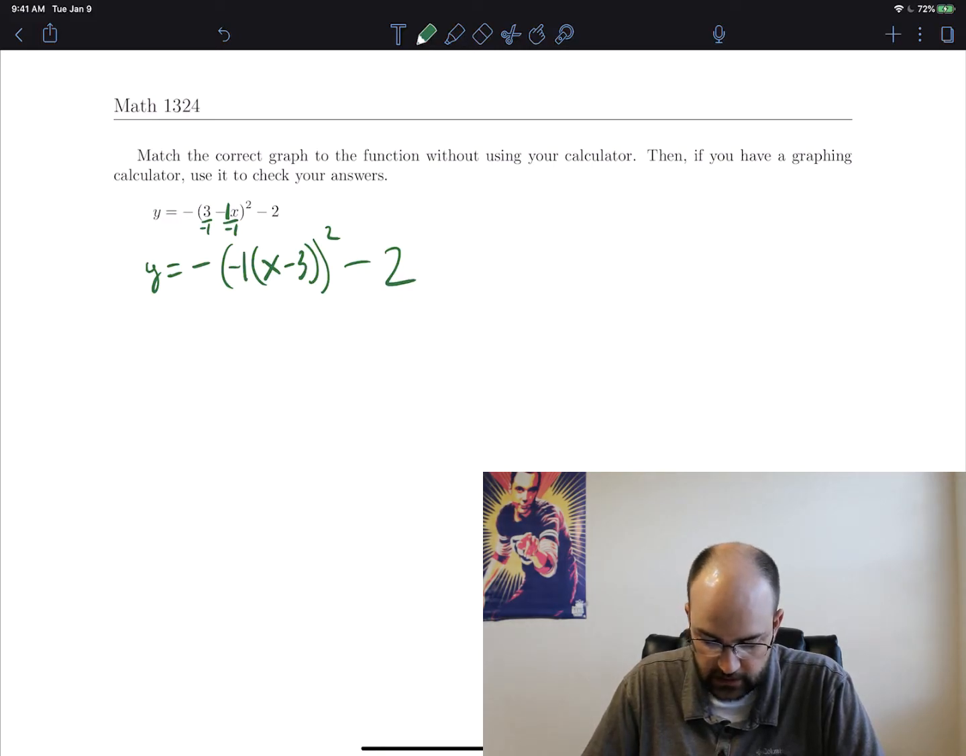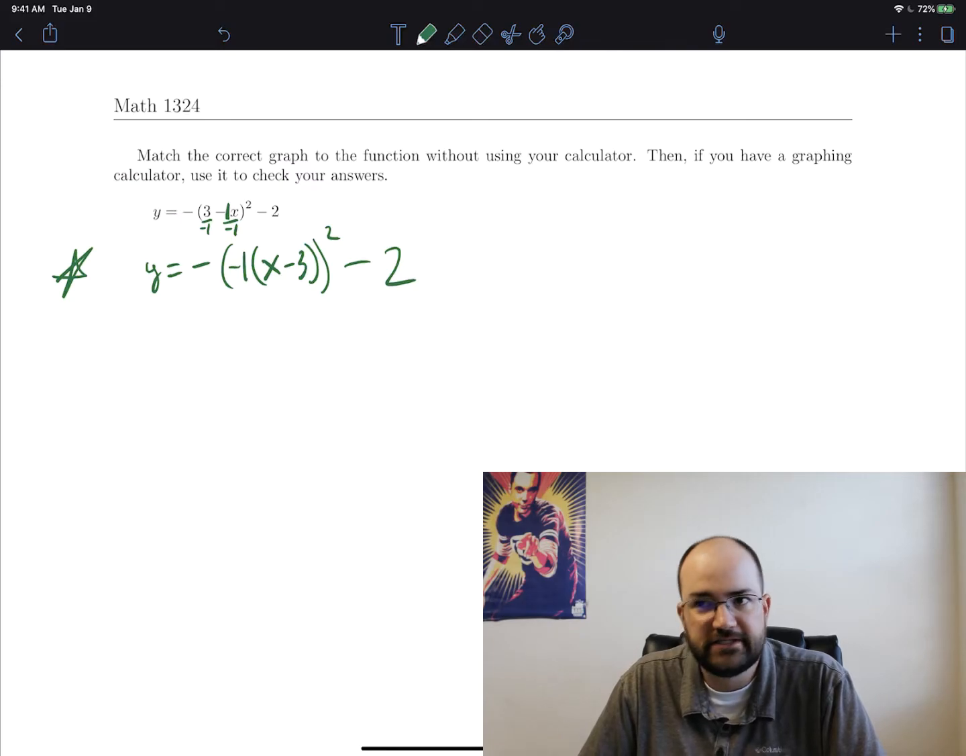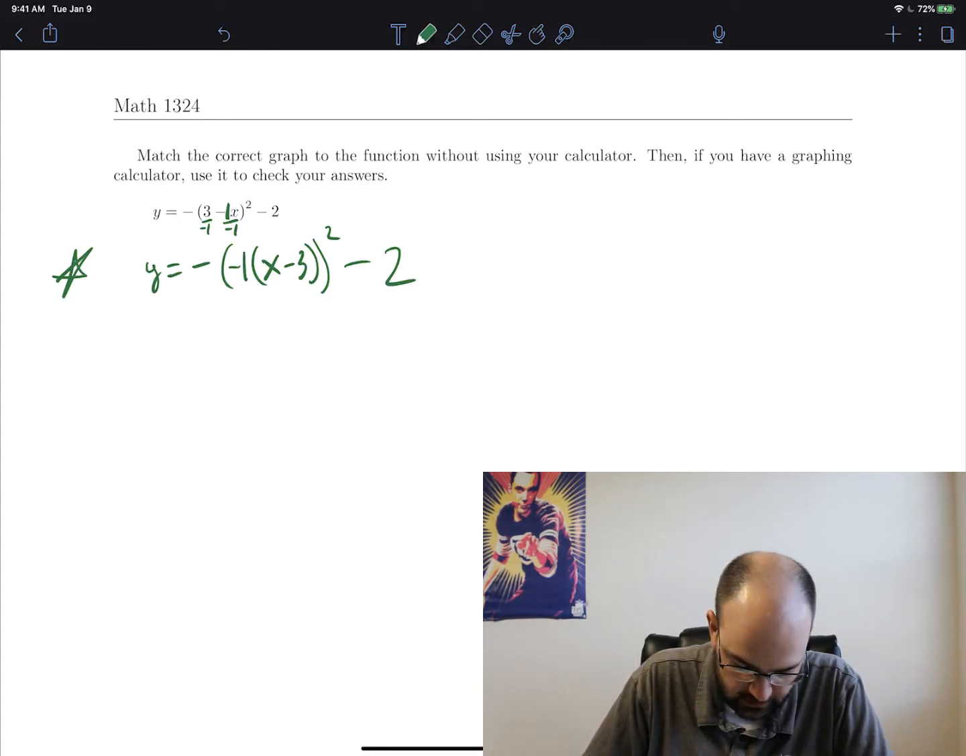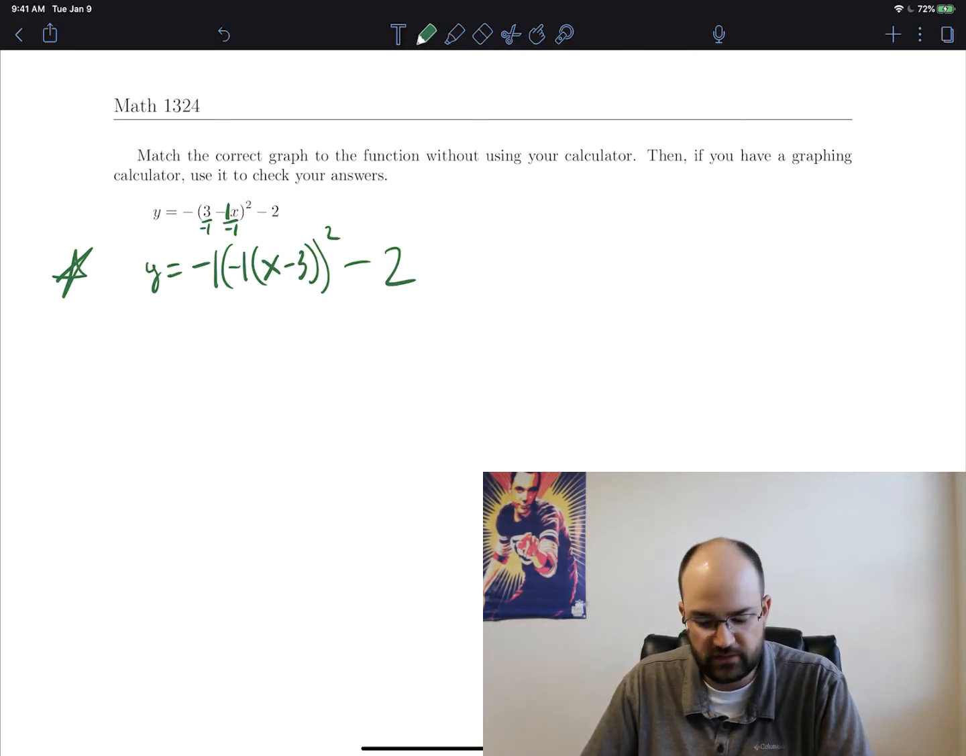Good deal. Now, this right here is, in fact, the standard form for transforming. It's just a little bit weird. I'm going to go ahead and put a negative 1 right there just so we understand what's happening.